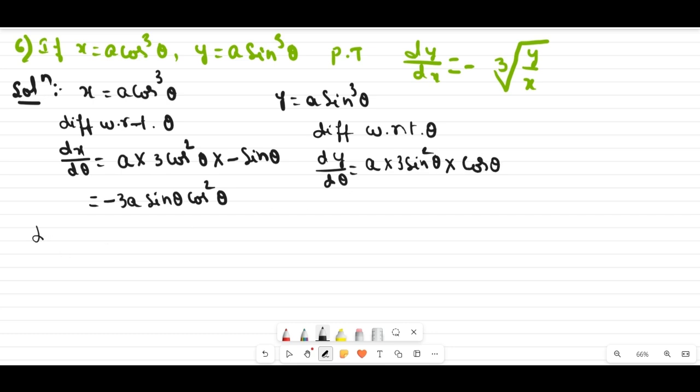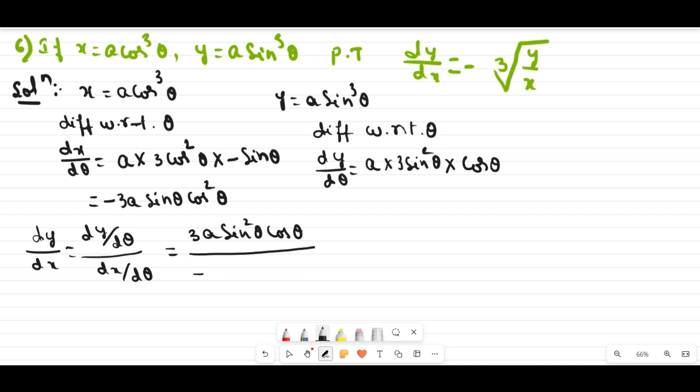Now let me find dy by dx. dy by dx is equal to dy by d theta divided by dx by d theta. So dy by d theta is 3a sin square theta cos theta, whole divided by minus 3a sin theta cos square theta, isn't it? Now see what gets cancelled. 3a gets cancelled. One sin theta gets cancelled and one cos theta gets cancelled. Remaining is sin theta by cos theta, which is tan theta. Consider this as equation 1.